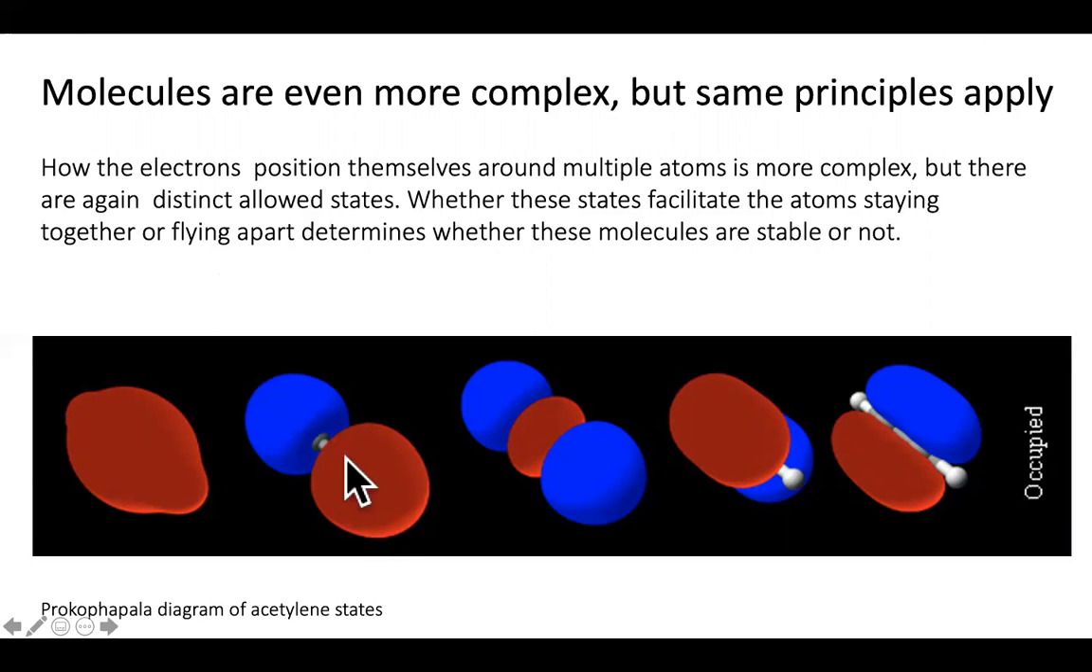If you have multiple protons or multiple nuclei close together, the distribution of electrons around them are in a series of fixed states. These are various ones I found on Wikipedia for acetylene, C2H2. So you have two carbon separated by two hydrogen. There are electrons that have states that surround all of these different nuclei. And what those configurations are, again, depend on the same rules of quantum mechanics.